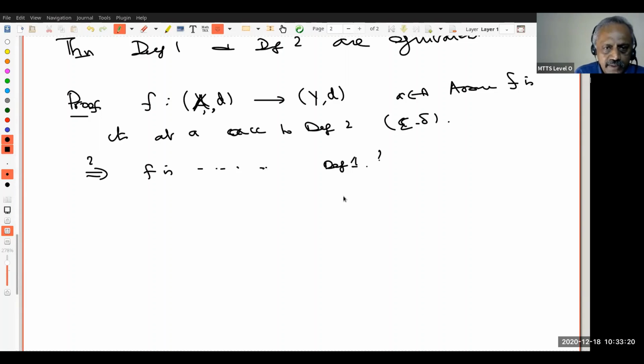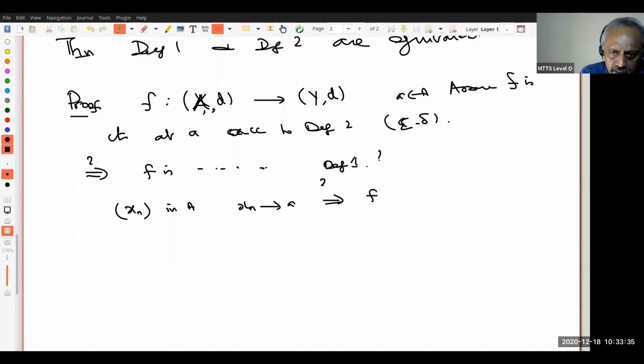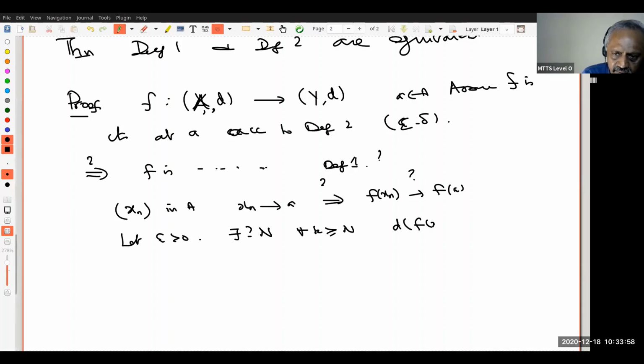Right? So to prove that, what do I have to do? You are going to give me a sequence x_n in A, because the domain of f is A. And what should happen to the sequence? It should converge to a. Then what is it that I want to conclude? I want to conclude f(x_n) converges to f(a). Right? How do I prove f(x_n) converges to f(a)? Okay, let epsilon positive be given. Then I want to find whether there is a natural number N so that for every k greater than or equal to N, distance between f(x_k) and f(a) is less than epsilon. This is all I have to check.